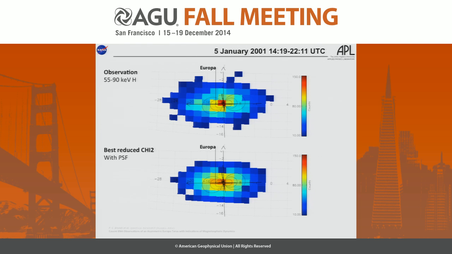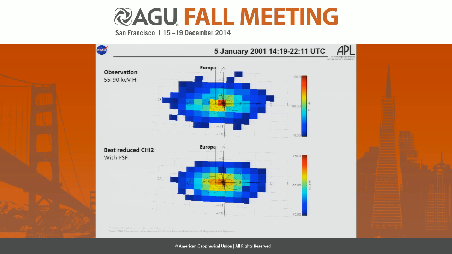This is the one observation that I circled in red before that showed you an apparent asymmetric emission pattern from the Jovian system. So Jupiter is obviously in the middle here. Europa is off to the left side, and there seems to be sort of an excess of maybe twice as much counts on this side than on this side. And the question is, is this really real? Down below here is the best reduced chi-square that we found, including the point spread function, of course.